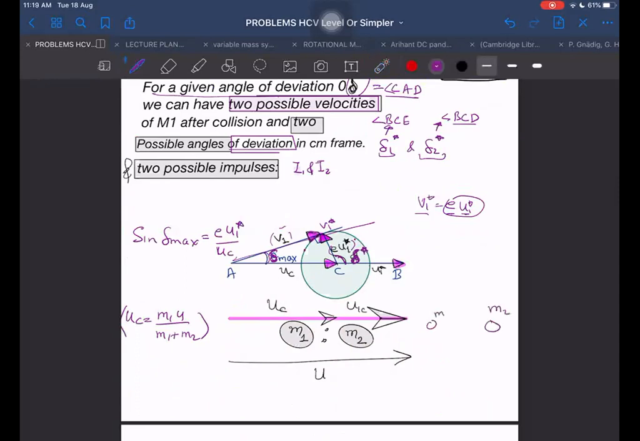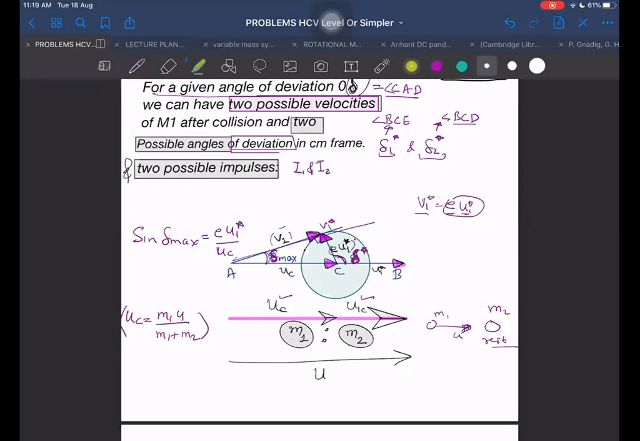Don't forget the situation. The situation was M2 was at rest, only M1 was moving with velocity u and M2 was at rest. But if I split this into two components, UC and U1C, then it will divide in the ratio M1 is to M2. Then I can quickly get UC, that is M1 into u upon M1 plus M2. What is U1C? That is M2 into u upon M1 plus M2.